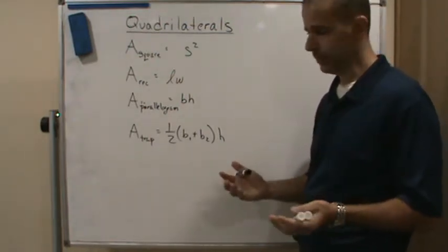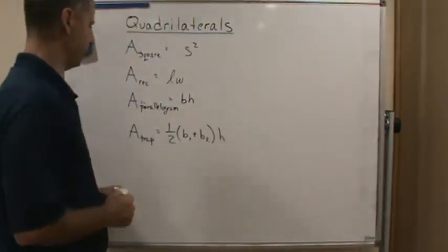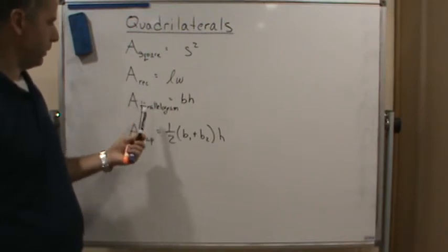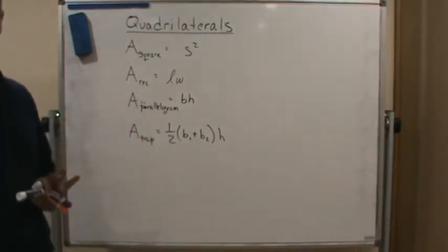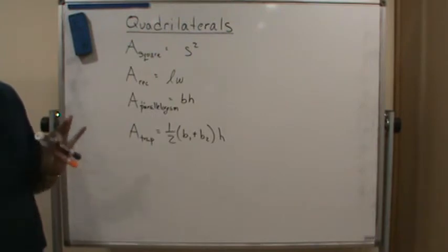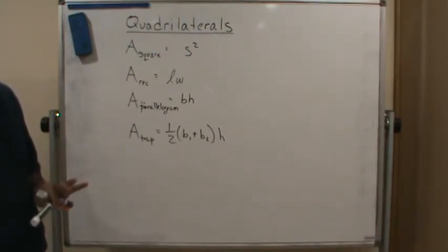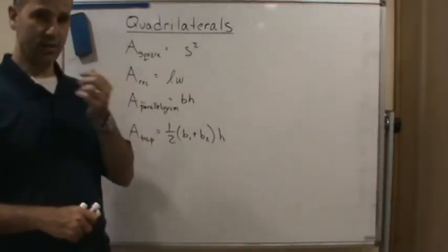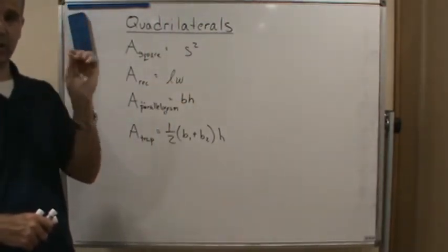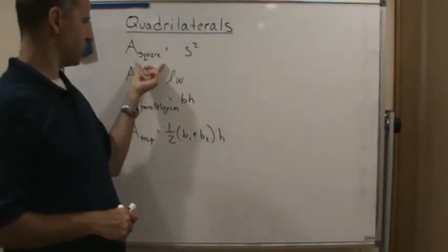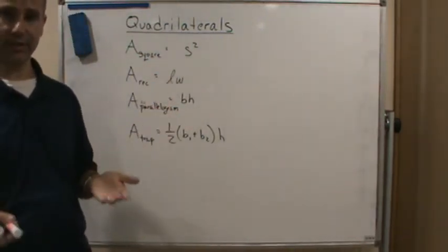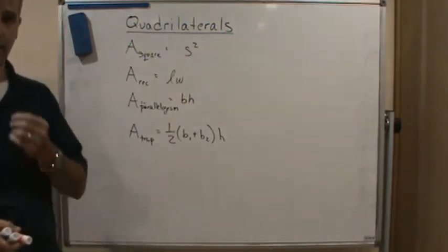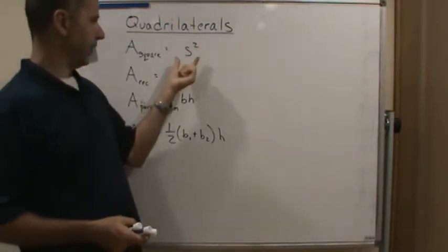Some of them are the same, some of them are different, okay? So again, square, rectangle, and parallelogram basically have the same formula, length times width, base times height, okay? So with a square, it's s squared. You take the one side and you square it. Why? Because a square is a rectangle where all the sides are the same. So the length times width is the same. So we get the square of a side. Okay, so we get s squared.